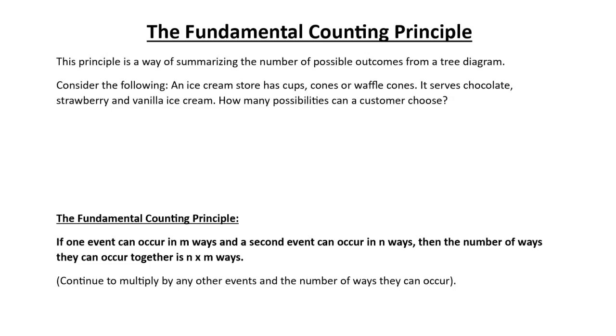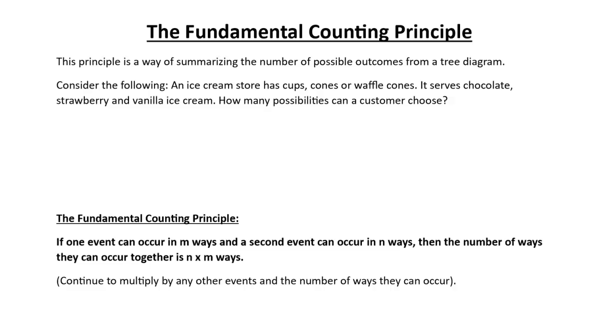In this video, I'm going to look at the fundamental counting principle of probability. It's a way of summarizing the number of possible outcomes of a tree diagram. So let's draw a tree diagram to consider the following situation and then talk about how that applies to the counting principle. An ice cream store has cups, cones, or waffle cones.